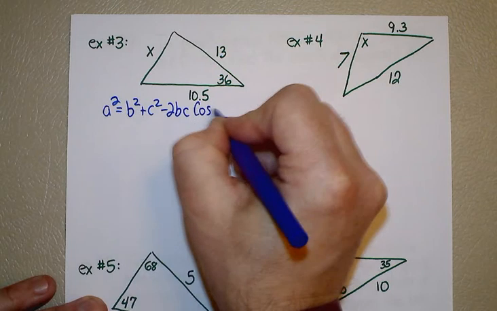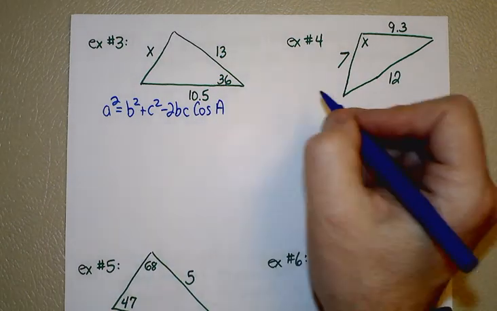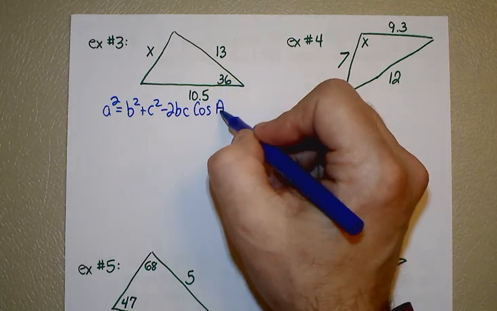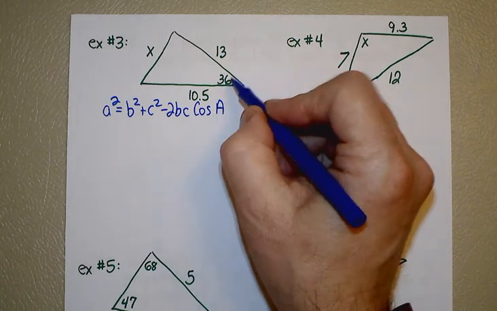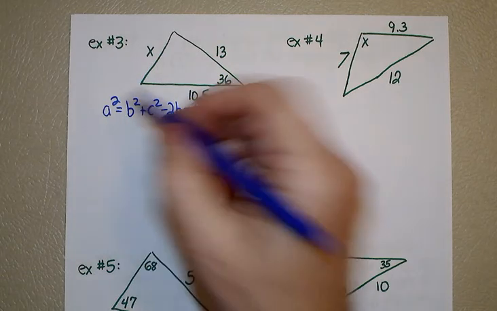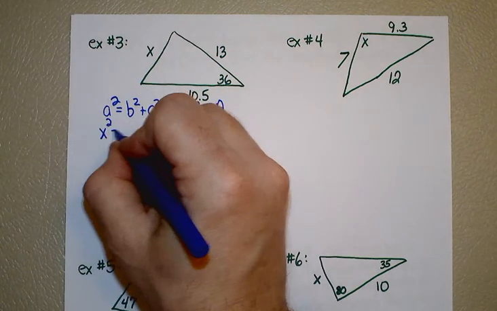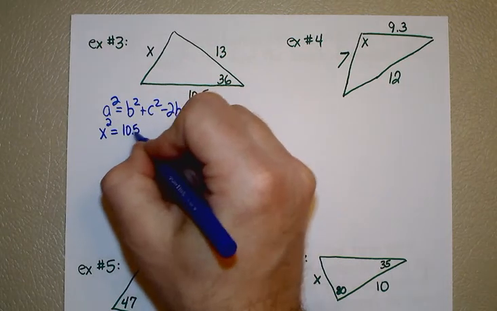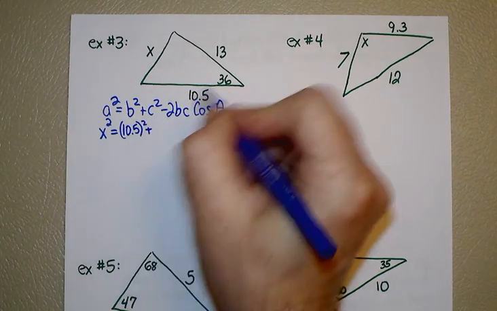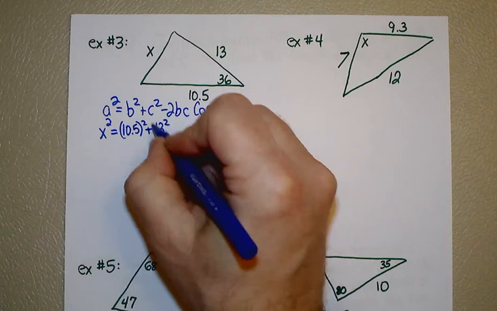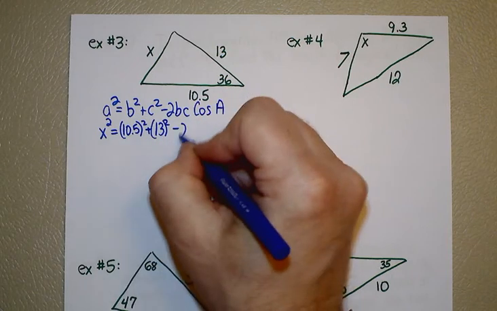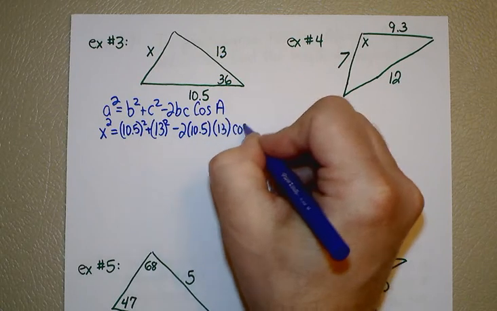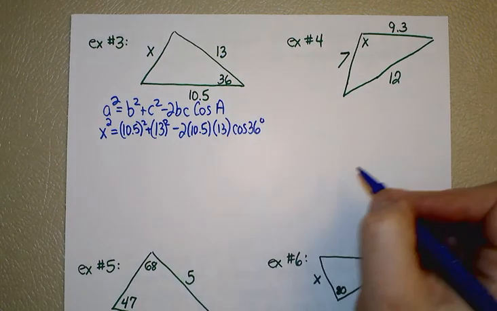And if you remember in class, the way we use this formula is whatever angle we use, so 36 is going to replace the a. The side opposite has got to be by itself. So this a is going to be x squared is equal to, and then it doesn't matter b and c. So I'm going to let b be 10.5 squared plus 13 squared minus 2 times 10.5 times 13 times the cosine of 36 degrees.